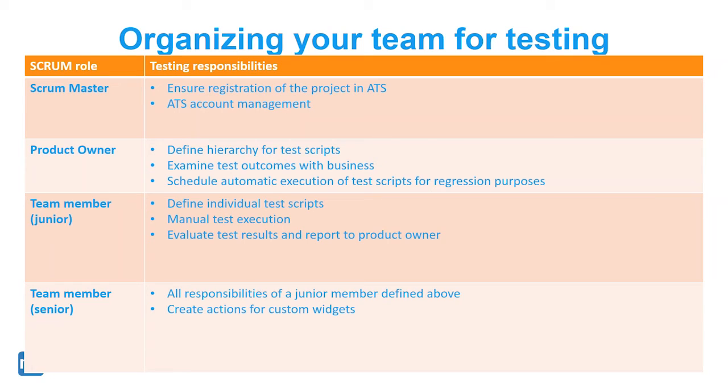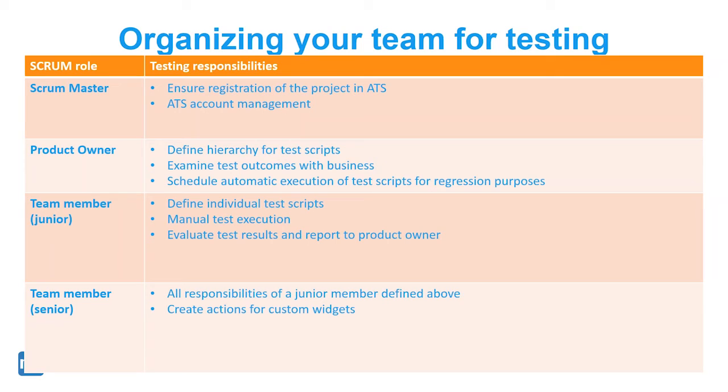Another very important responsibility of the product owner is to examine the test outcomes with business stakeholders. And again, what we found is that if you do not involve the business in the test results, there is nobody feeling the pain when your software delivery is below par on quality, and there usually will not be enough momentum to keep testing going, or at least have it deliver value for you. And the product owner should consider which test script should be scheduled for automatic execution. I explained that in the previous slide.